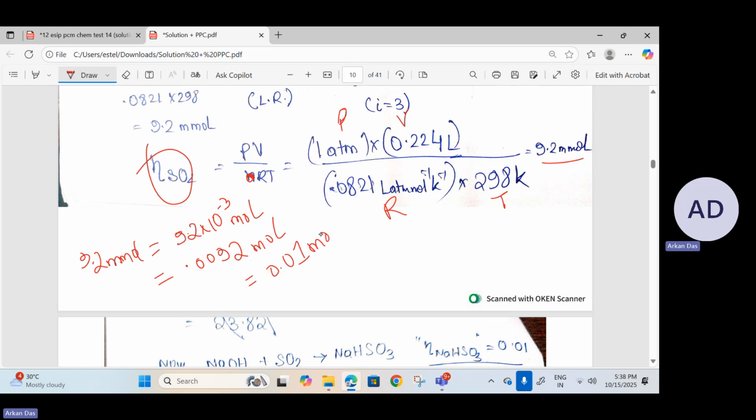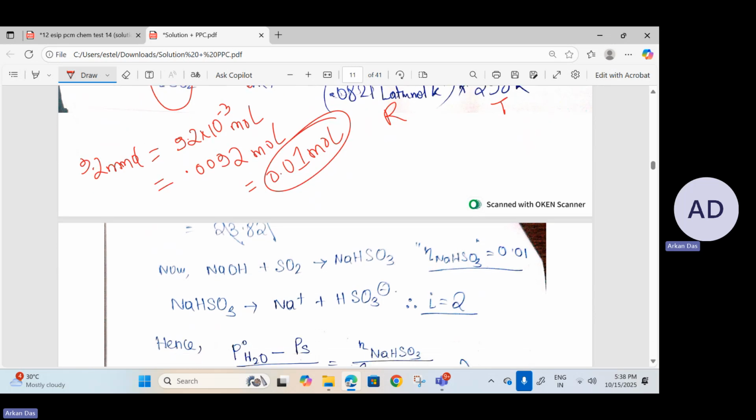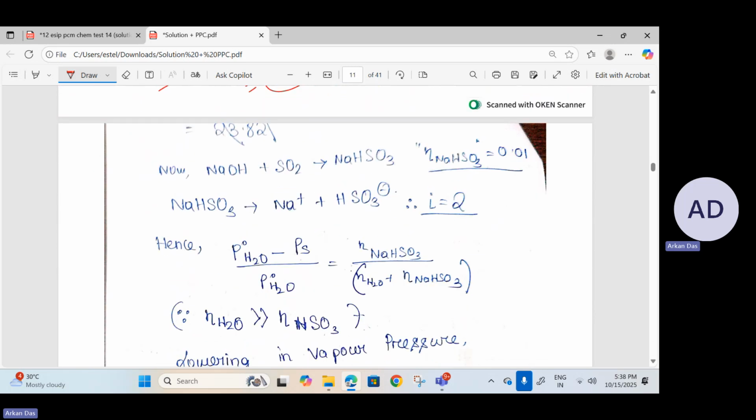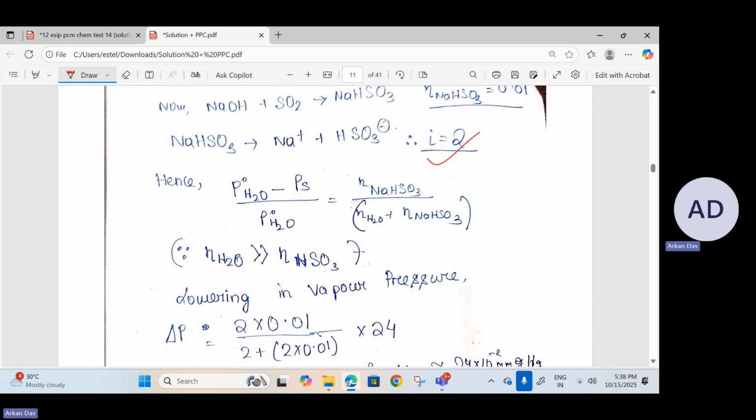0.01 mole. Now, this is very important. Please get to this fact. 0.0092 mole can be written as 0.01 mole. We will be using it in coming minutes. So as I told you, NaHSO3 can be taken, and which will be dissociated into Na plus and HSO3 minus.